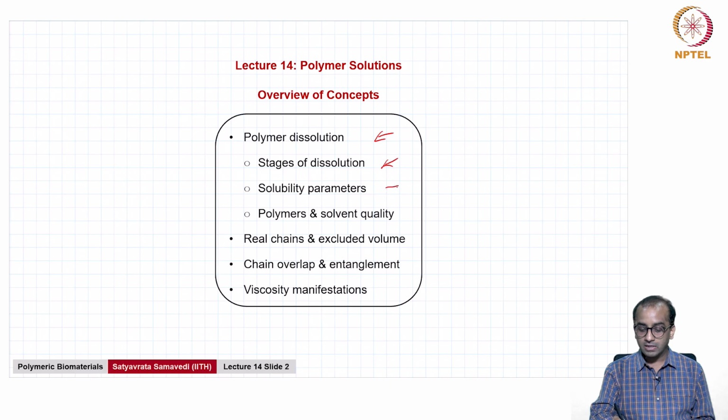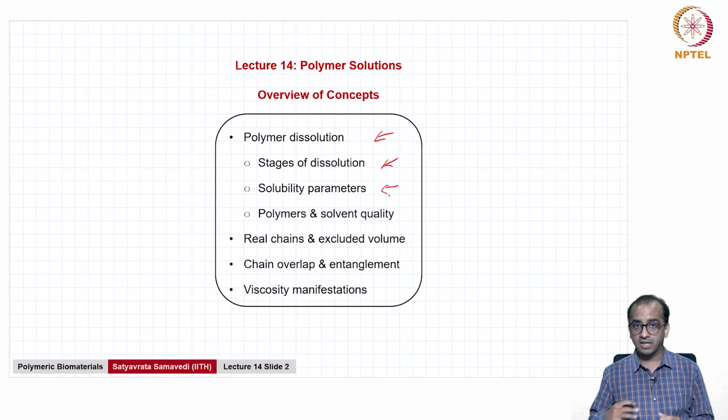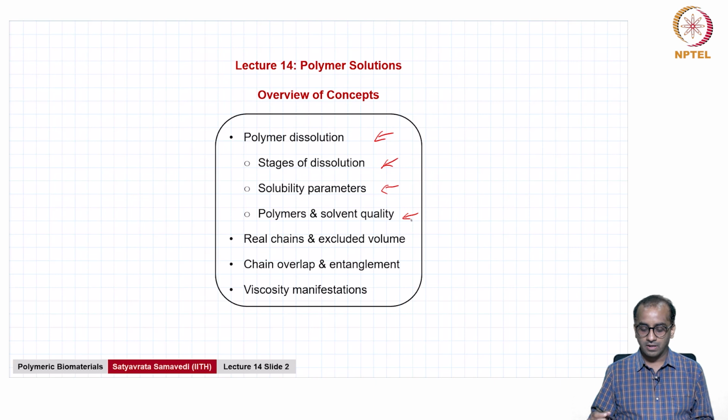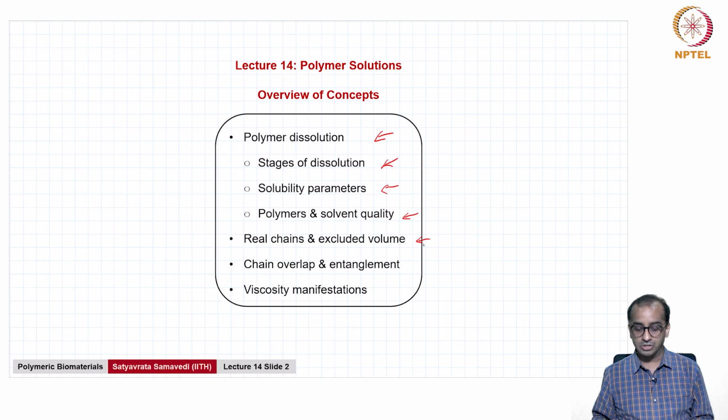We will also look at solubility parameters that can help you give some idea about polymer-solvent interactions. And in that same vein, we will also look at solvent quality. You have a good solvent, what does the polymer do inside the solution versus a poor solvent, for example. And then we will revisit this idea of real chains and excluded volume that we have earlier looked at briefly. We will revisit that theme and try to understand it better from the perspective of polymer solutions.